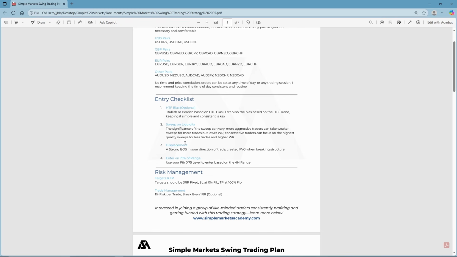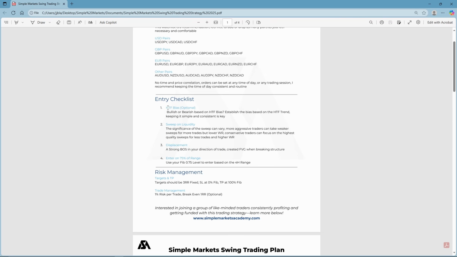And the third step in the trading plan is going to be displacement. Now, this is just simply a strong break of structure in the direction of your trade, and it creates a fair value gap when breaking structure. This just kind of shows high volume in the markets, and a strong break of structure just shows us that we are aligned with the proper higher time frame bias.